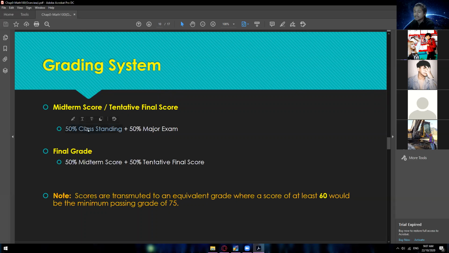So 50% ng CS, 50% ng midterm exam. Okay? And then for the final grades, 50% din yung midterm score. So kukunin natin yung 50% ng midterm score nyo or yung 50% tentative final or midterm score. Okay? So kung mababa yung midterm score mo, pwedeng madamay yun sa final grade mo.